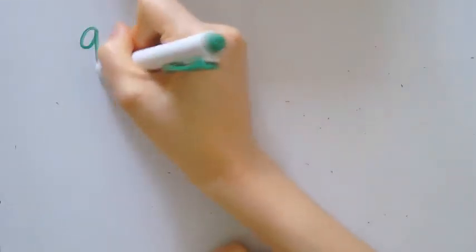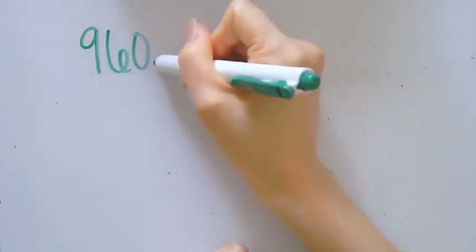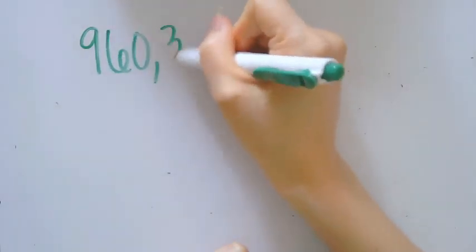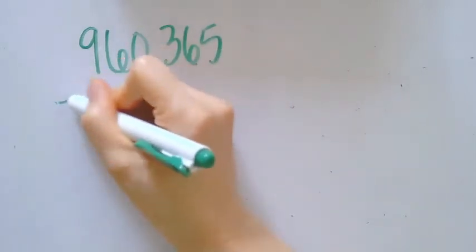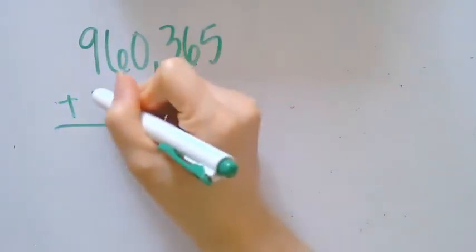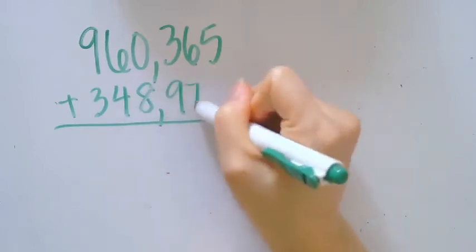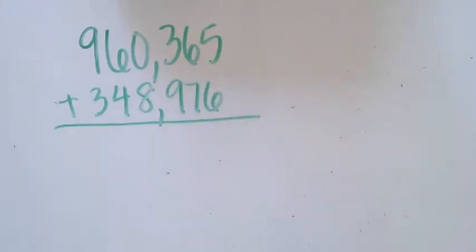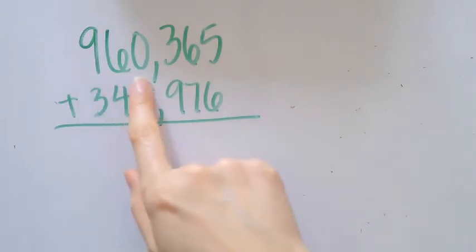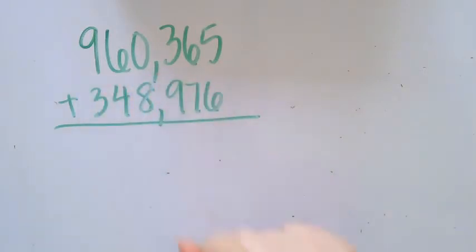I'm not saying the number, please say it as I'm writing it. All right, I'm going to say the number, and if you did say it correctly, you're going to give yourself a nice little pat on the back. 960,365 plus 348,976.